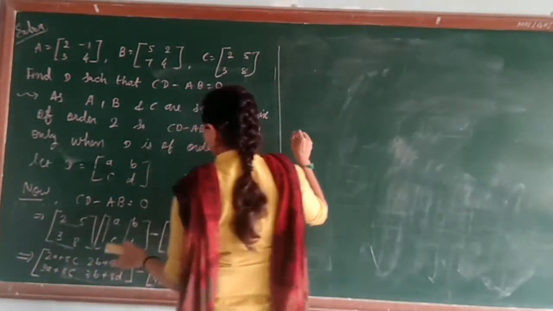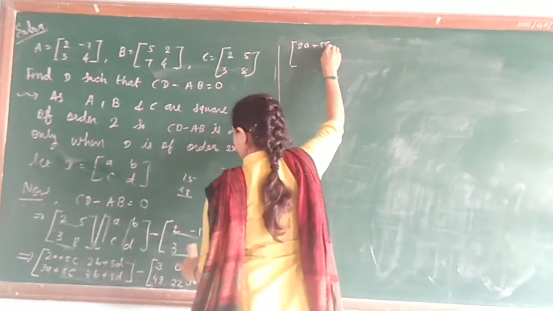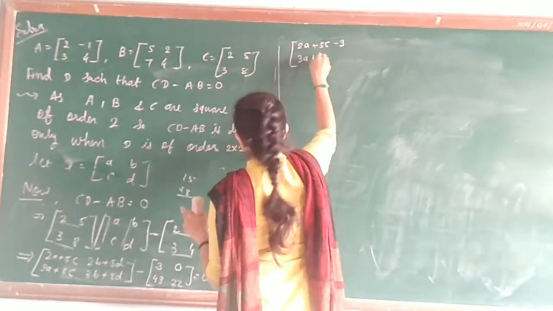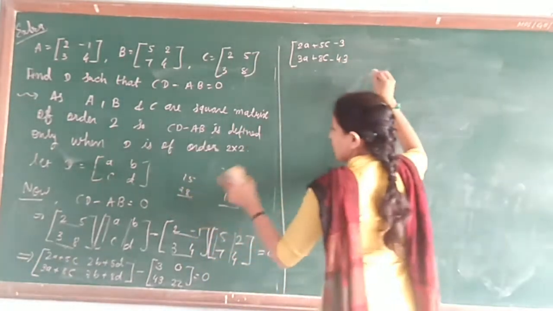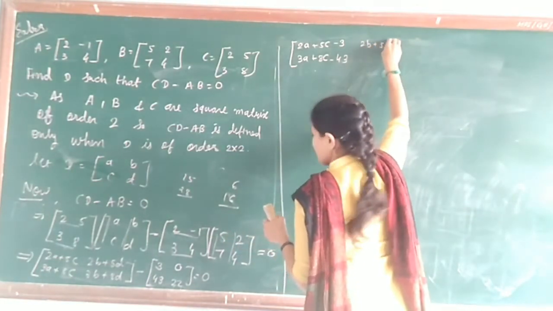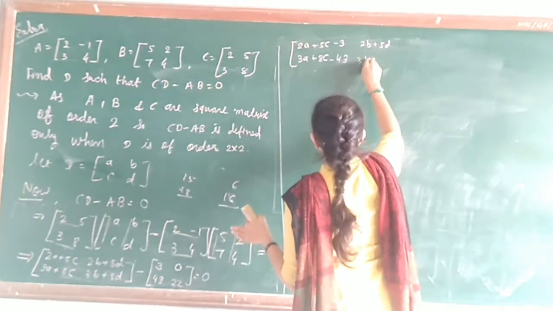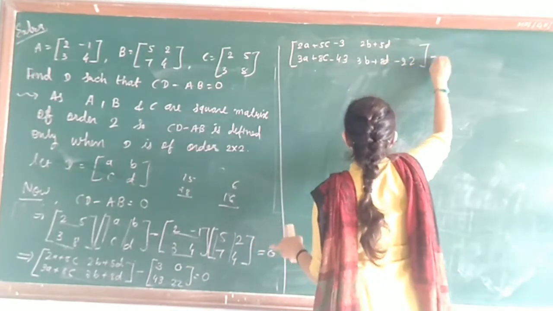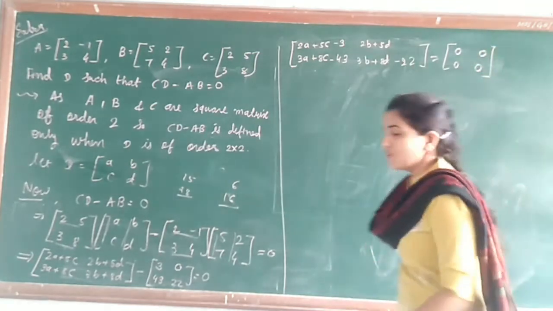So for the subtraction, what will we have? First 2A plus 5C minus 3. Then 3A plus 8C minus 43. Then 2B plus 5D minus 0. So no issue. 3B plus 8D minus 22 is equals to 0. That means 0 matrix. So I am writing 0 0 0 0.